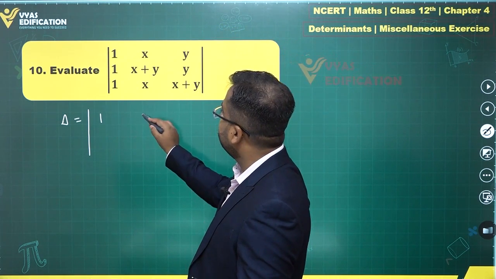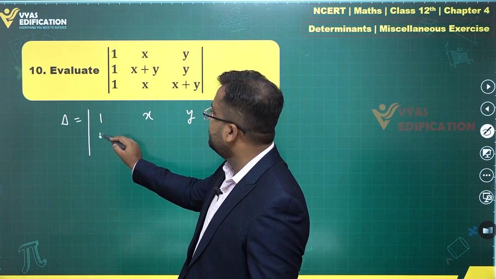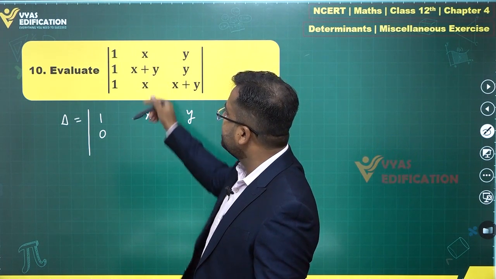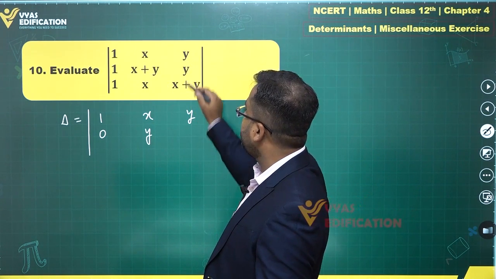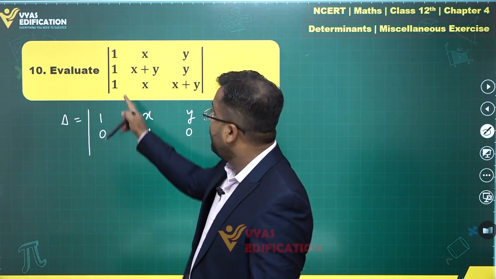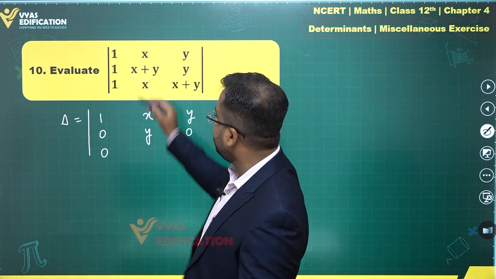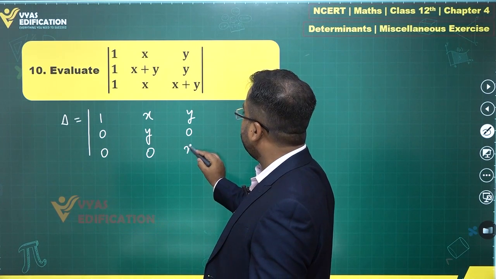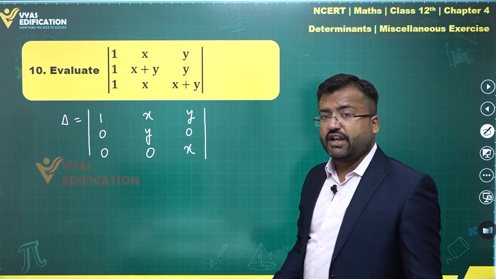So let's keep this 1, x and y as it is and subtract. This becomes a 0. x plus y minus x will become a y. Y minus y will become a 0. 1 minus 1 will become a 0, x minus x will become a 0, x plus y minus this will become an x over here. This is what I get.